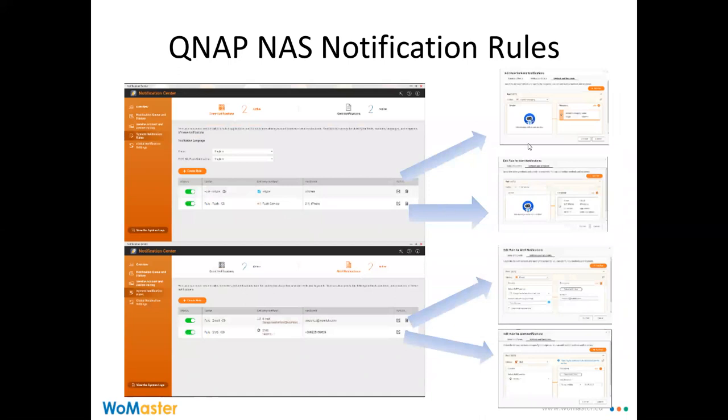And we can also use the NAS notification rules to set different rules for different services, SMS or Skype, maybe choose here or here. Different services' notification rules can be changed here. You can also choose the levels of the notification, like notification, warning, or errors, depending on the information. So the notification rules are very convenient.